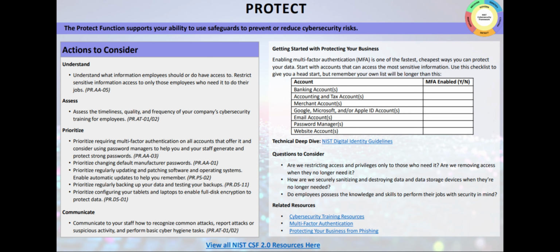Prioritize changing default manufacturer passwords. Prioritize regularly updating and patching software and operating systems. Enable automatic updates to help you remember. Prioritize regularly backing up your data and testing your backups. Prioritize configuring your tablets and laptops to enable full disk encryption to protect data. Communicate to your staff how to recognize common attacks, report attacks or suspicious activity, and perform basic cyber hygiene tasks.